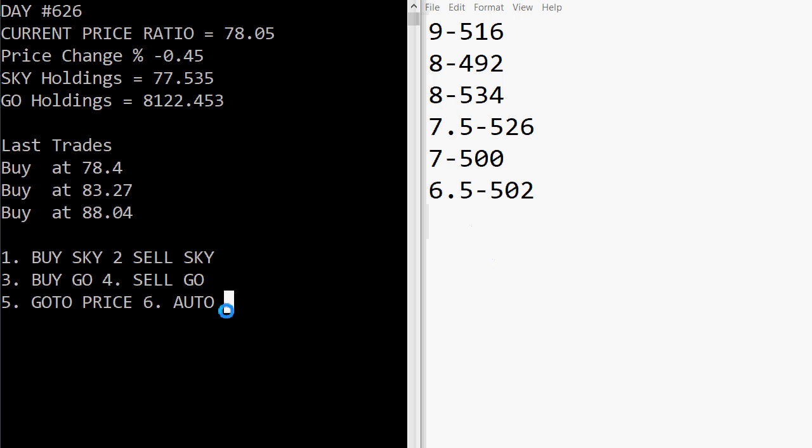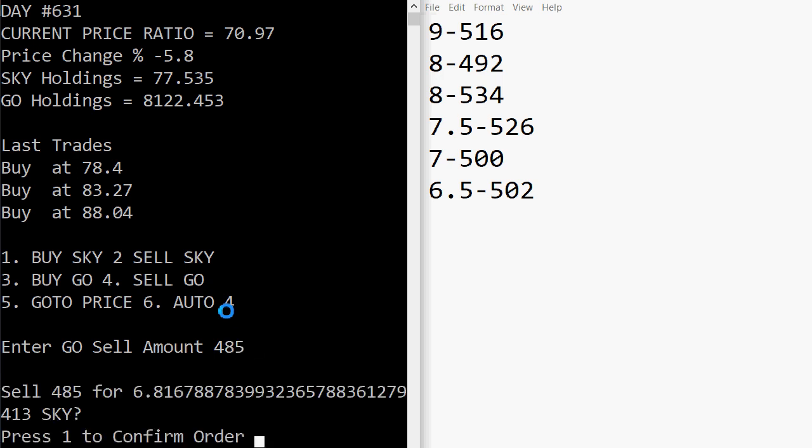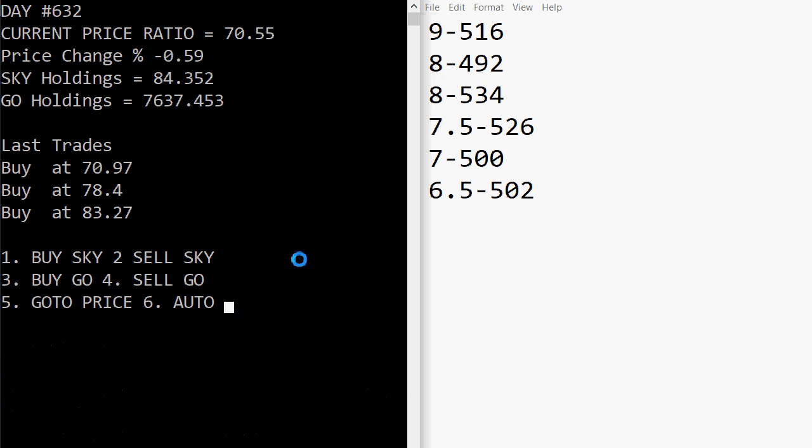So those two are gone. So 70. That's a good differential of over 10%. So how's that 500 for 7 looking? It's not in a winning position. So let's just do 485 and gain like 0.3. And then it goes up to 75.